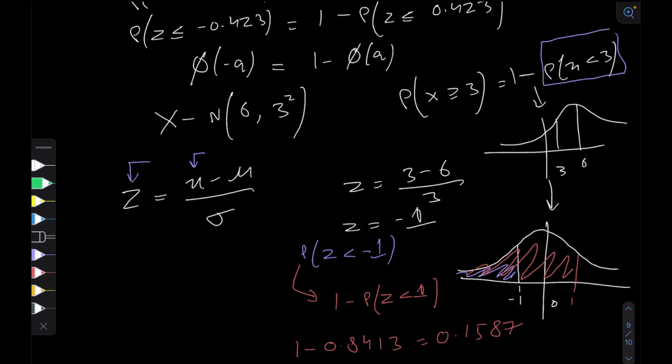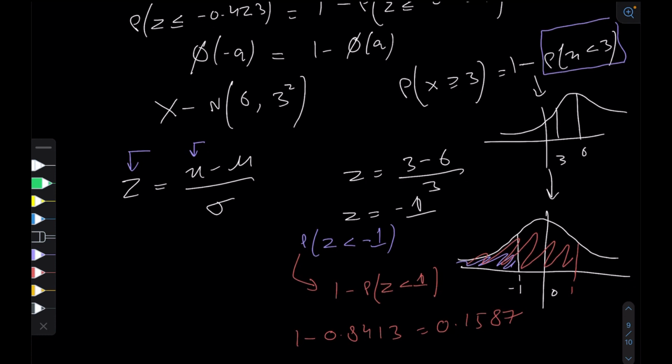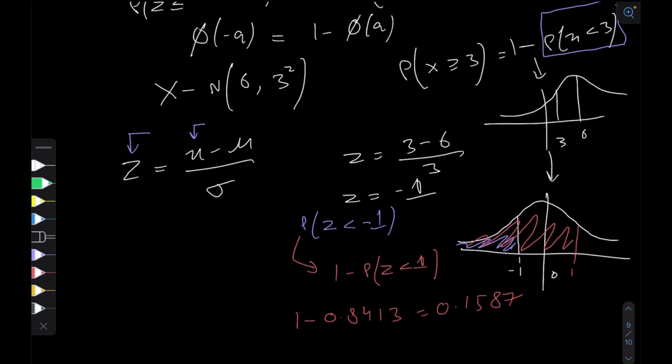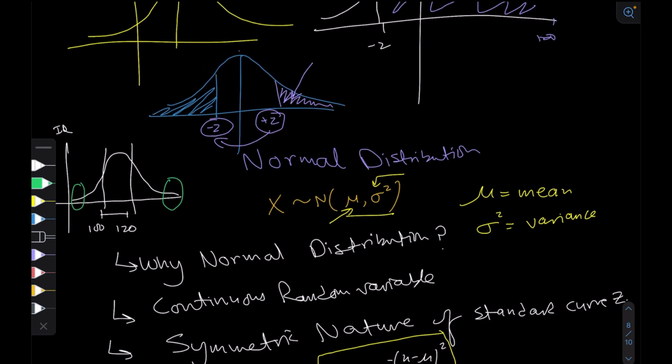We knew a curve that followed a normal distribution, so we first converted it to our standard z curve, for which we know the values, and then we calculated the probability, which in this case turns out to be 0.1587. And that's all for the normal distribution.